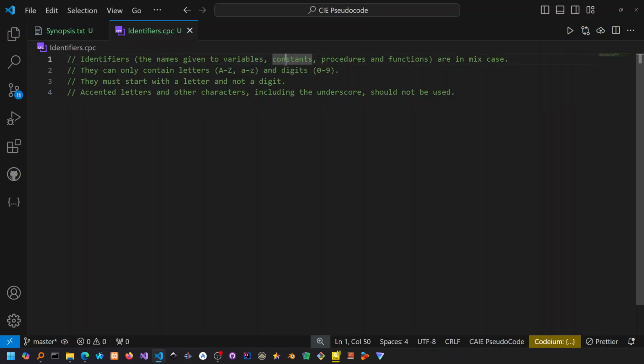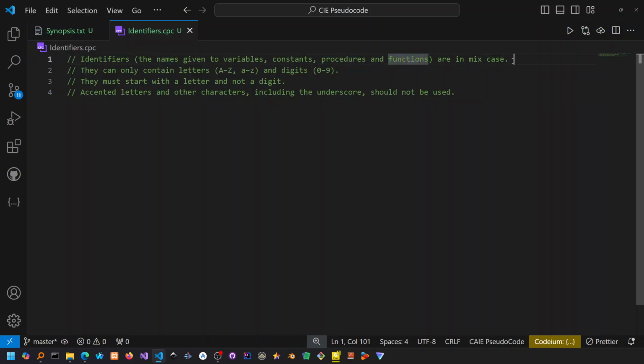Then, if you are writing programs that need to make use of a constant, like maybe Planck's constant or anything like that, you would need to define a constant. To make reference to that constant, you have to have an identifier for it. So it's just a name for that particular constant. It also goes for procedures as well as for functions.